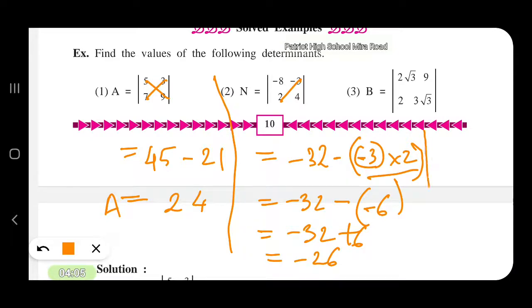And the value of the determinant B is equal to, cross multiplying this, you get 2 3s are 6, and root 2 into root 3 is... 6 multiplied by 3 is 18. 18 minus 18, 9 2s are 18. 18 minus 18 is 0. The value of determinant B is 0.